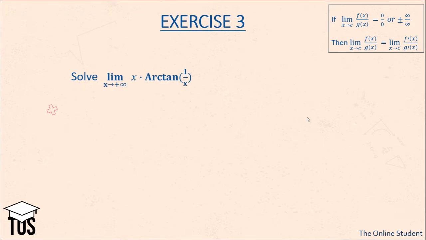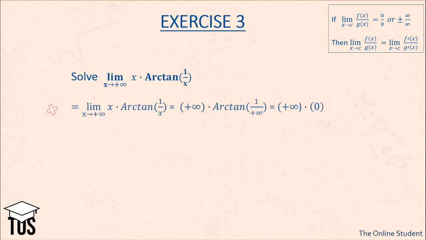Let's continue and have a look at this third exercise. We have to find the limit as x approaches infinity of x times the arctan of 1 divided by x. First of all, we check if we need to use L'Hospital's rule by substituting infinity for x. This gives us infinity times the arctan of 1 divided by infinity, which is equal to infinity times 0, which is undefined.